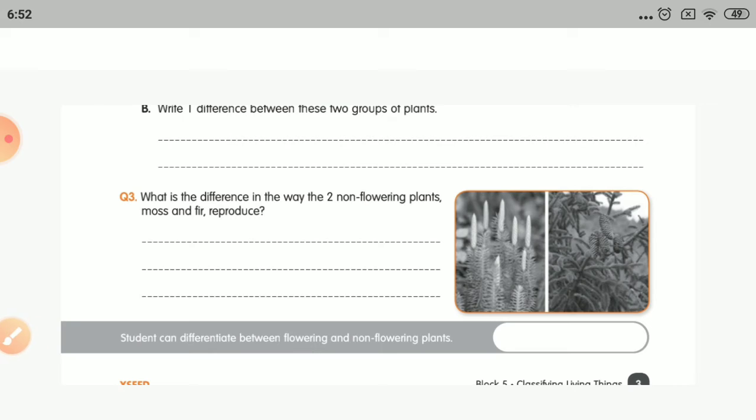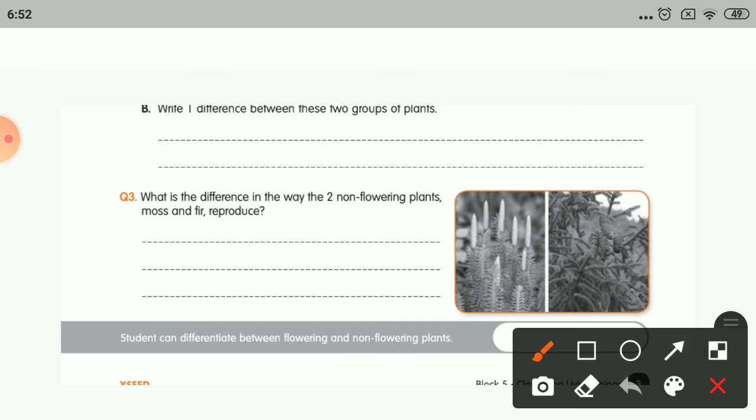Your third question is asking: what is the difference in the way the two non-flowering plants, like moss and fir, reproduce? They are asking the difference between the two non-flowering plants in their reproductive methods. If you observe the first one, your moss, moss is a plant reproducing by specialized reproductive structures that are called spores.